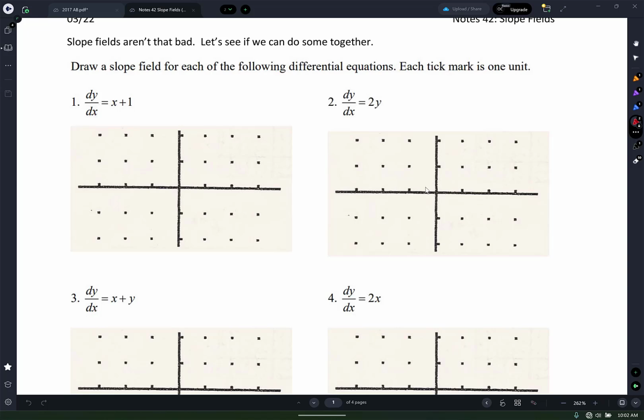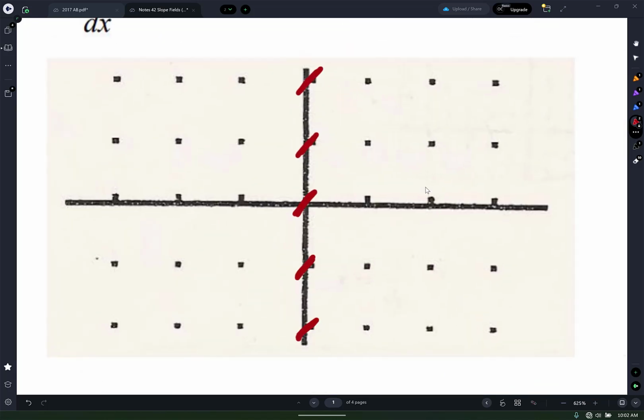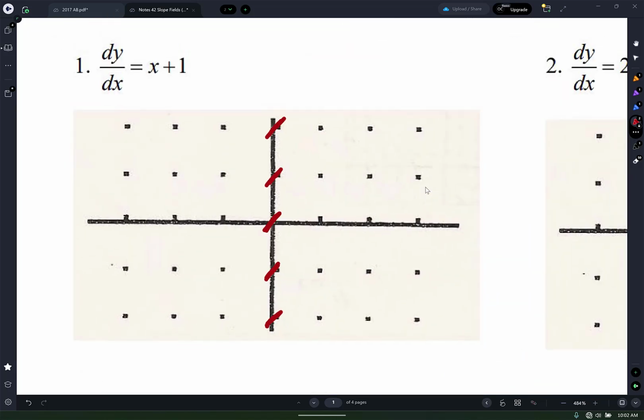So all we're going to do, you're going to go 0 plus 1, and 0 plus 1 is 1. So you're going to put a little slope of 1, a little hash mark. So look, a slope of 1, a slope of 1, a slope of 1, a slope of 1, a slope of 1. Just a little hash mark. Let me zoom in. Do you see what I did there, guys?